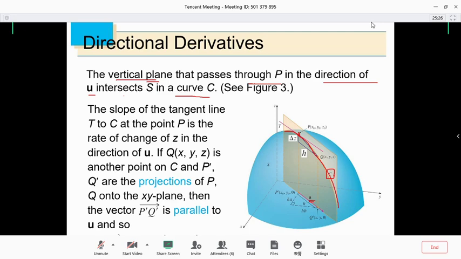If Q is another point, we have another point Q here on C, and P' and Q' are the projections of P and Q on the xy plane. So they are P' and Q', the projections of P and Q. Then the vector P'Q' is parallel to u. If they are parallel, then we have the following formula: P'Q' equals a scalar h multiplied by u.